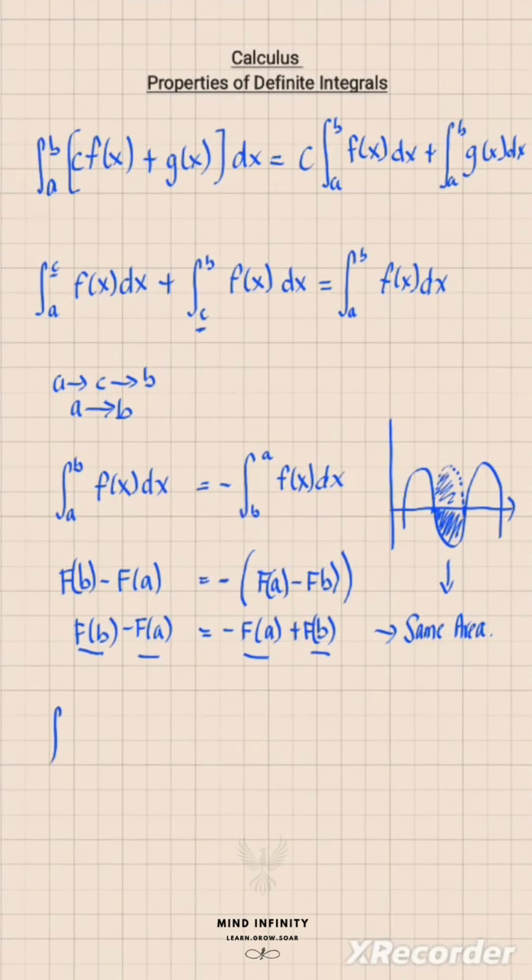Then you have f of x dx going from a to a. That's equal to 0. That's pretty obvious, as let's say you have f of 2 minus f of 2, that's just 0, so the same.